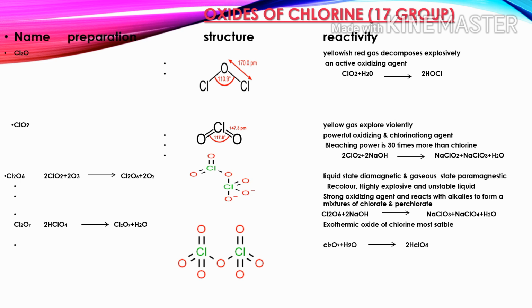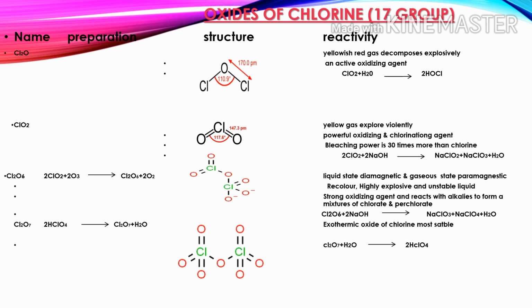And the next oxide is dichlorine hexaoxide. Formula is Cl2O6. When chlorine dioxide is reacted with ozone, it gives dichlorine hexaoxide. This is the preparation of dichlorine hexaoxide. See the structure of dichlorine hexaoxide. In the liquid state, it exists as diamagnetic, and in the gaseous state, it exists as paramagnetic. It is red in color and a highly explosive and unstable liquid.